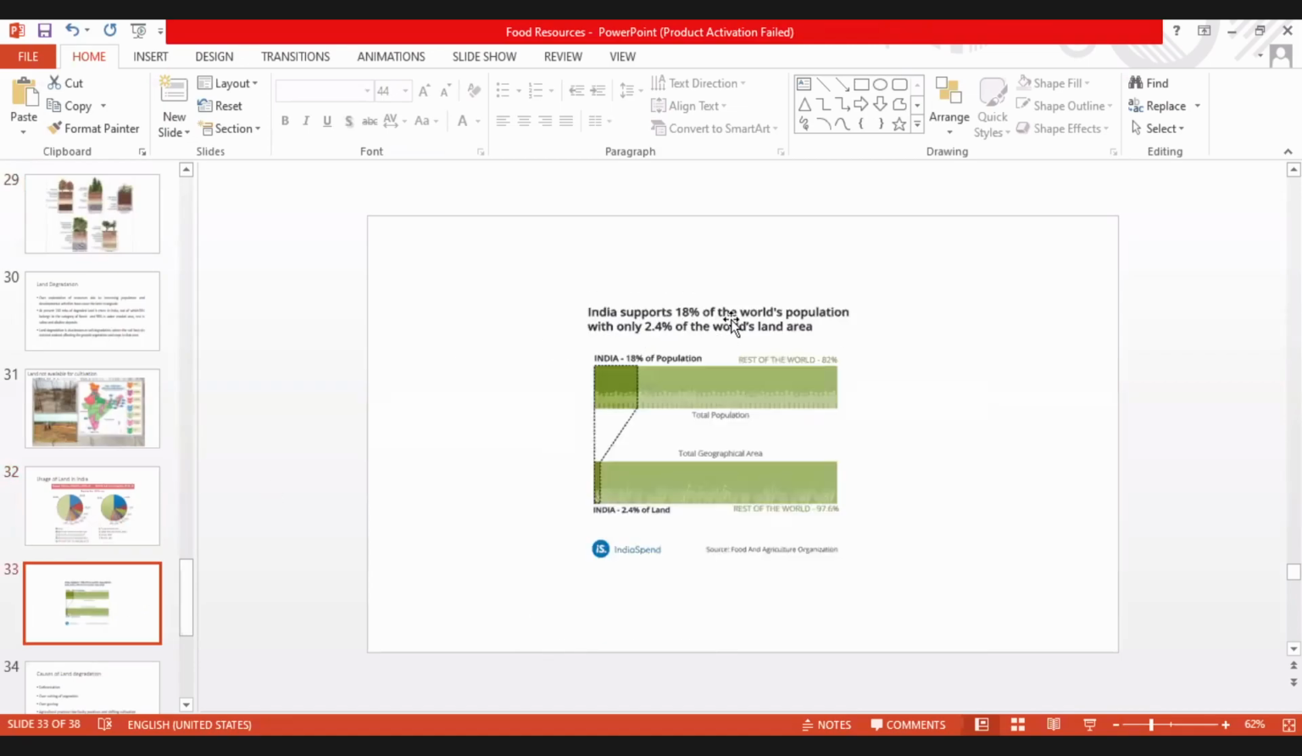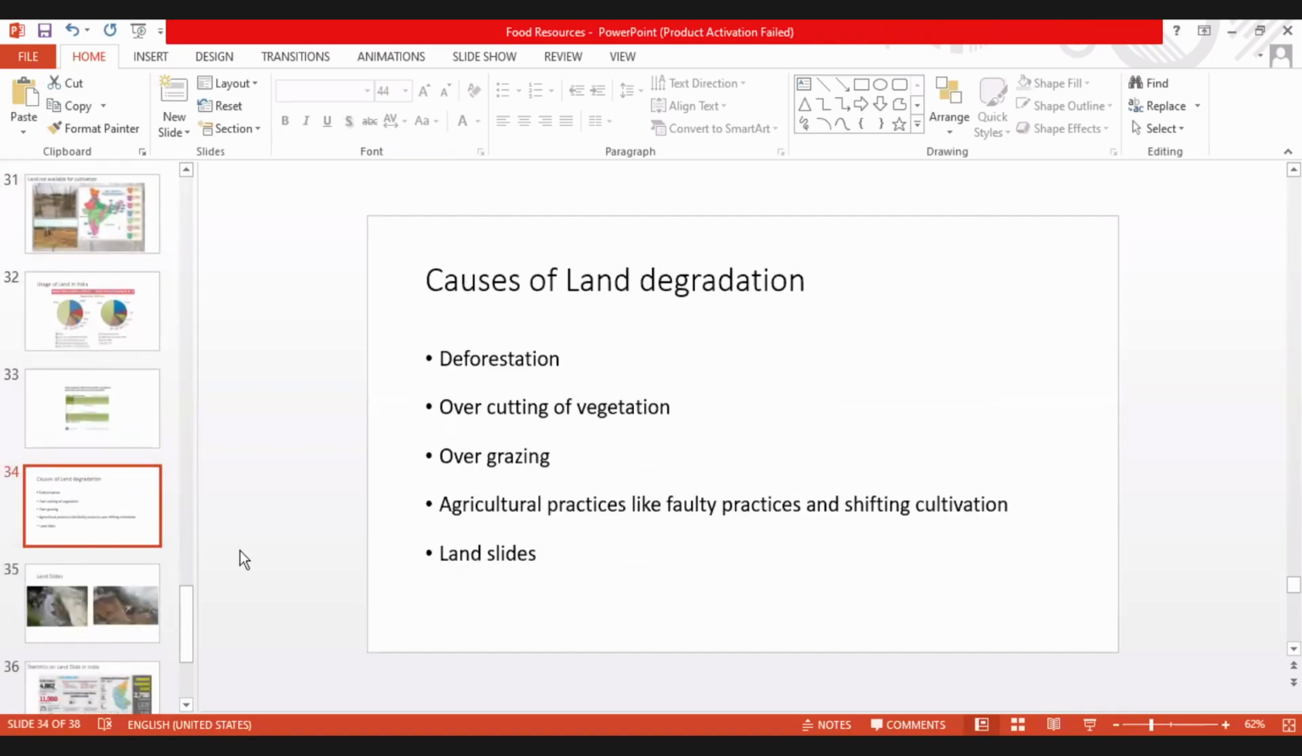Then India supports 18% of world's population with only 2.4% of world's land area. This particular data shows you the amount of stress that Indian land is facing because of increasing population. Stress on what? Stress on natural resources. Okay, because हम natural resources limit की बात कर रहे हैं. Okay. So causes of degradation.